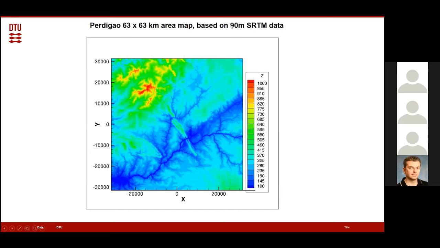Now we are talking about 90 meter SRTM data here. So already here we have trouble seeing the two ridges and the valley in between. So no wonder any mesoscale model really has trouble getting reasonable gap flow results here.